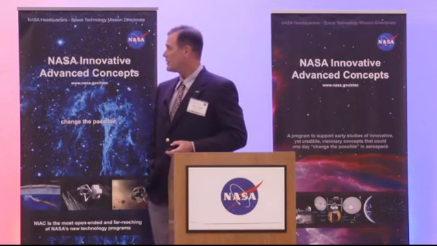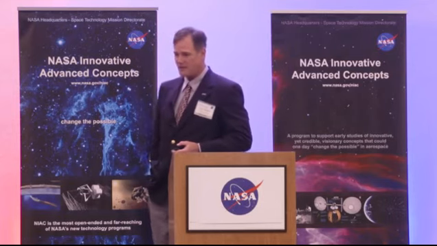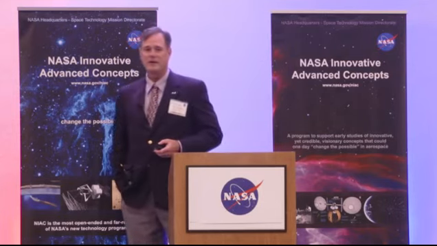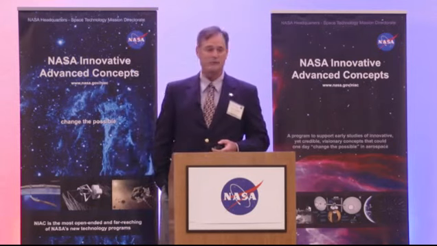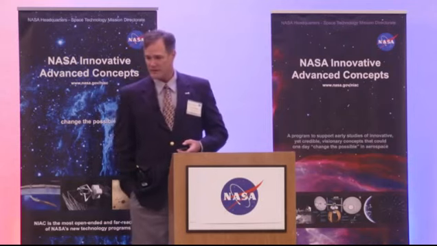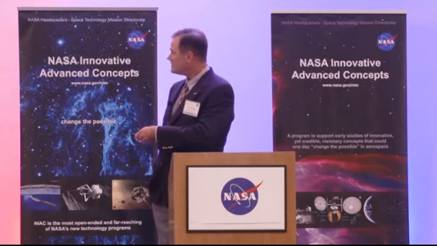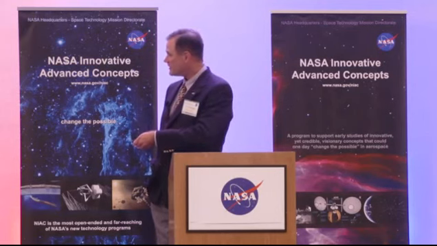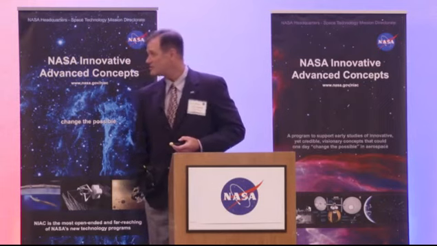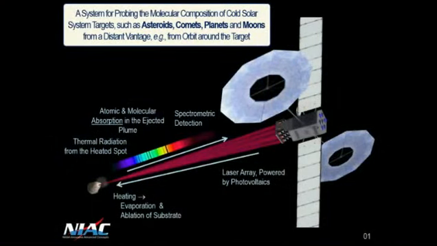Our NIAC proposal was a system that's envisioned to do molecular composition analysis of cold solar system targets, like asteroids and comets and planets and moons from a distant vantage, like, for instance, if you're orbiting the target. And so the vision is to have some laser system there that's producing a directed energy beam at the target. It would heat that target and evaporation would occur. Evaporation materials would form a plume of material right in front of the target.